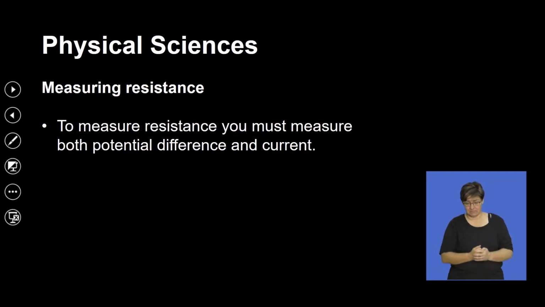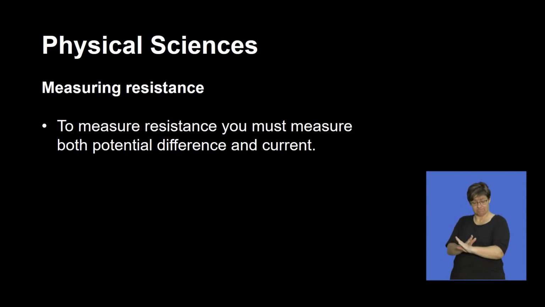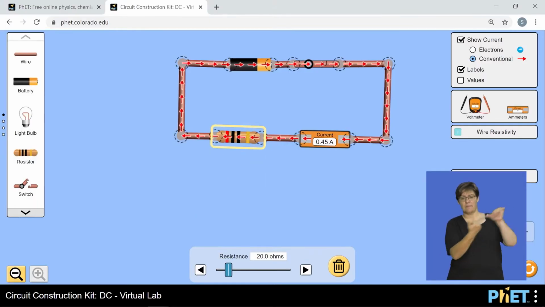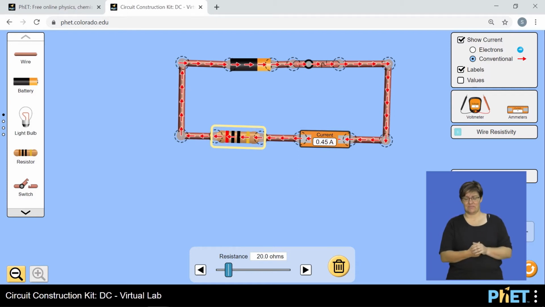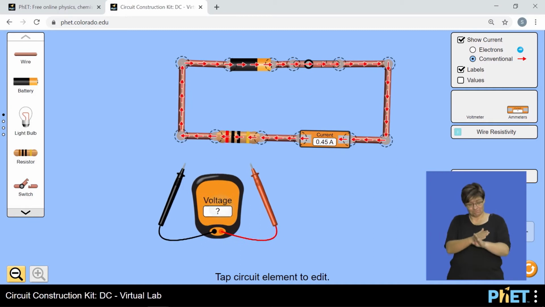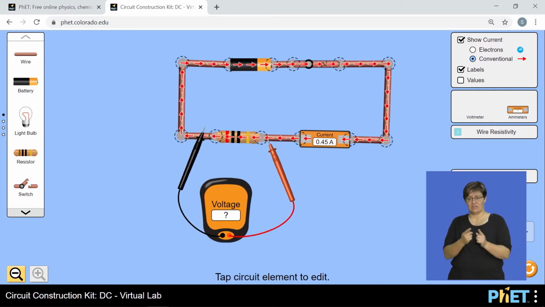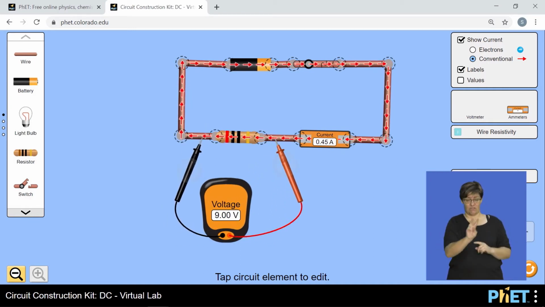Okay, now measuring resistance in practice, how do we then measure resistance? We need to ensure that we measure the potential difference and current through that resistor. So if, for argument's sake, we can quickly go back to that simulation, okay, now we are able to measure the potential difference across the resistor. In this case, there is our potential difference. Our potential difference is 9 volts. And then how much current actually passes through that resistor.